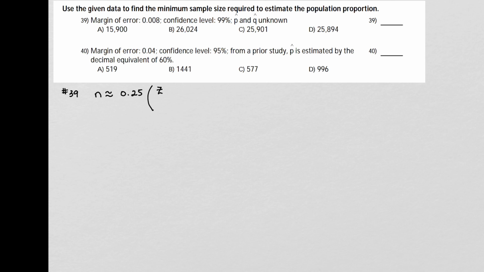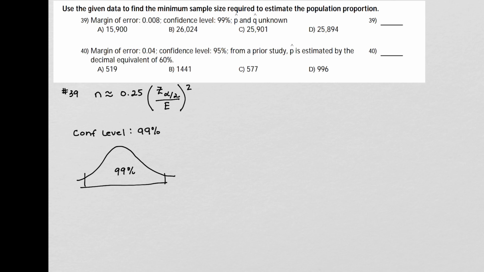times z sub alpha over 2 divided by the margin of error, and then we square that. So we're going to start by finding our z-score, or our critical value, and we're told that the confidence level is 99%. So I'm going to make a little sketch of the normal distribution. And here we have 99% in the middle, because we're talking about a confidence level.